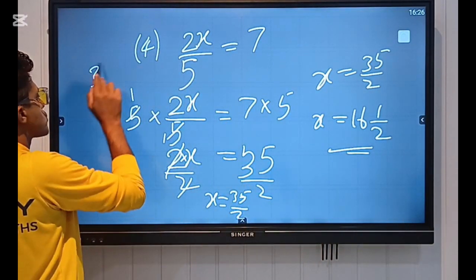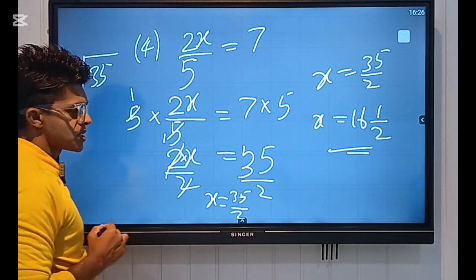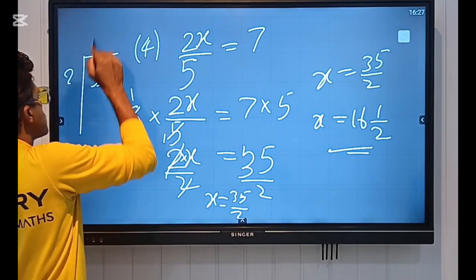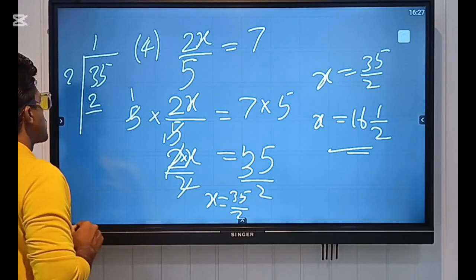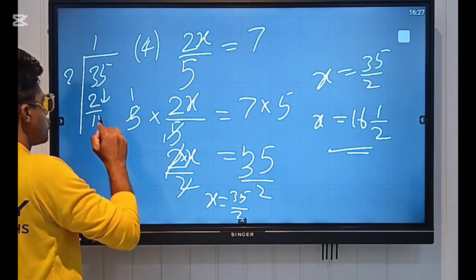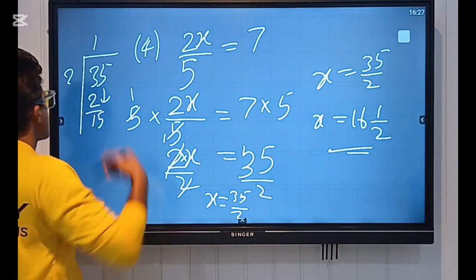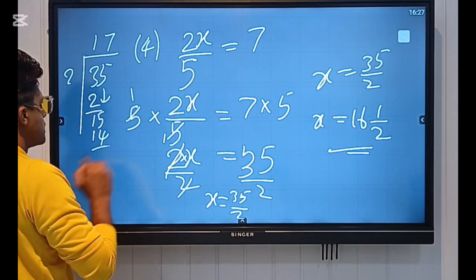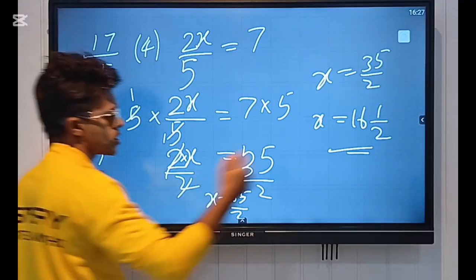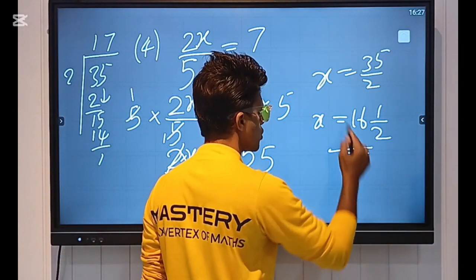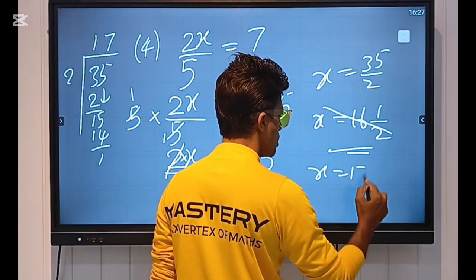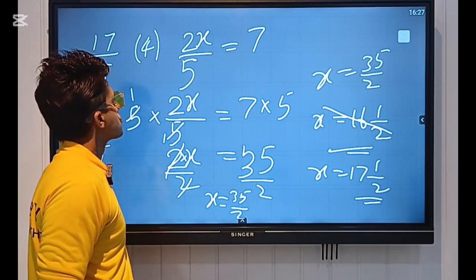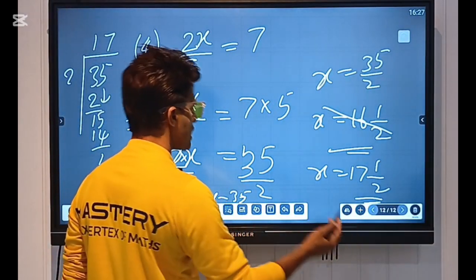Really, how did I get this one as 16 and a half? Then here in 3, how many? 2 times 1 is 2, then 3 minus 2 is 1, then here 15 upon 2 is 7, 14, then 5 minus 4 is 1. Really, this is not 16, this should be x equals 17 and a half, sorry for that.